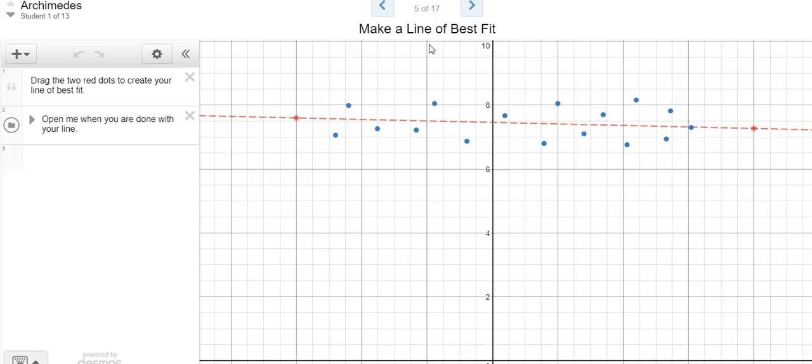Now you can see it. So you gotta turn this on, so you can see the blue line.